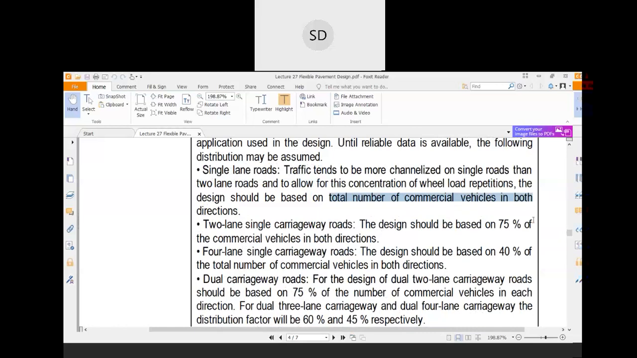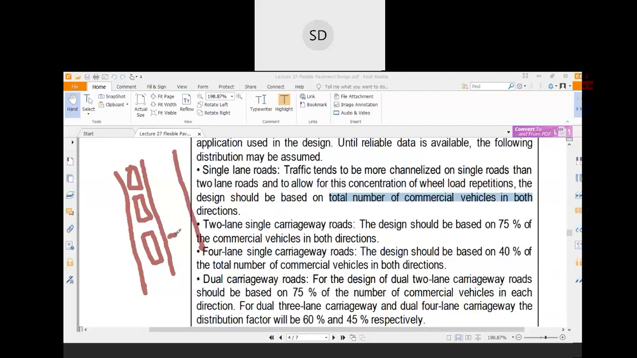Then for a two-lane carriageway, the design should be based on 75% of the commercial vehicles in both directions. So in the single lane road, see what happens. Suppose this is a single lane road. Here all the vehicles will be concentrated or forced to move in a particular direction. So for these reasons, whatever vehicles are there, their load or impact of the loading would be higher in the single lane road. So whatever wheel load repetitions you are getting, that repetitions for both the directions you have to consider.